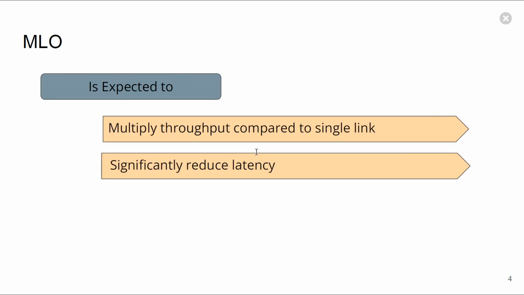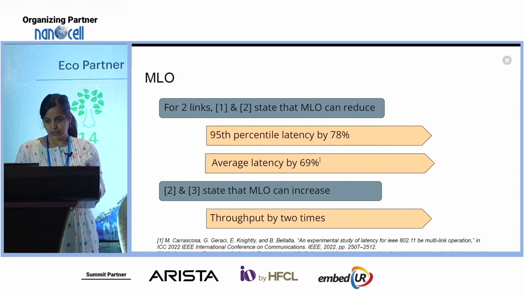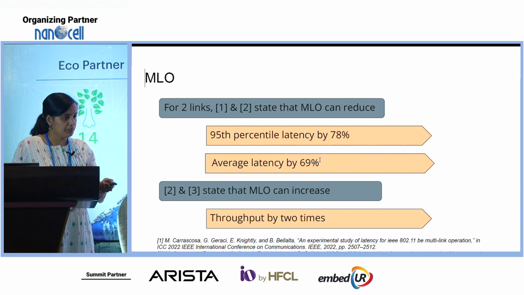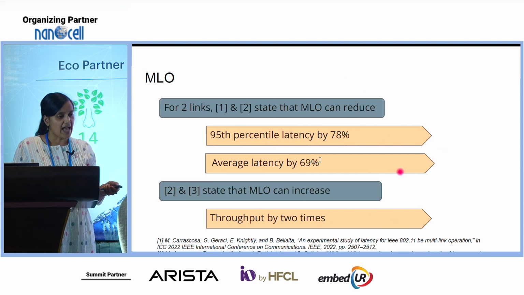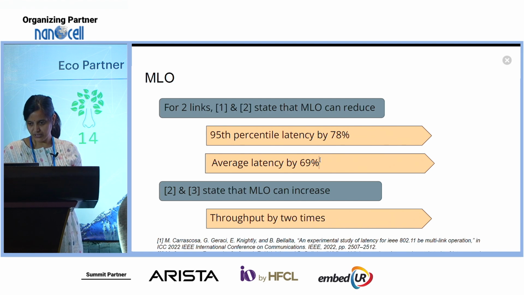So MLO, as you know, is expected to provide higher throughput and significantly reduce latency. Here is some work which says that MLO should improve the 95th percentile latency by about 78% and average latency by 69% and throughput by 2 times. So our work comes in here.